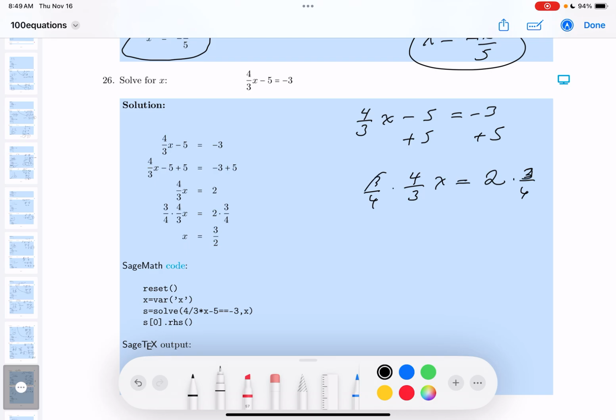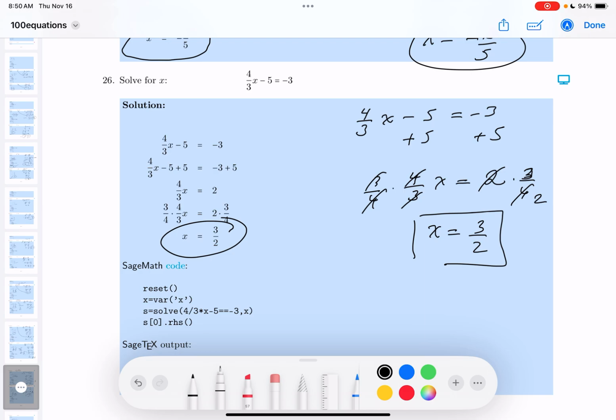Well, it's pretty easy. On this side, the 3's cancel, the 4's cancel, and you're left with x. Over here, the 2 goes into 2 once, goes into 4 2 times, and you're left with 3/2. Right? So I'm going to say my answer is 3/2. And I see that right over here. That's one way to do it.